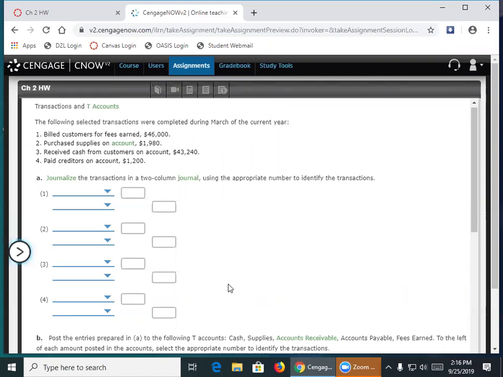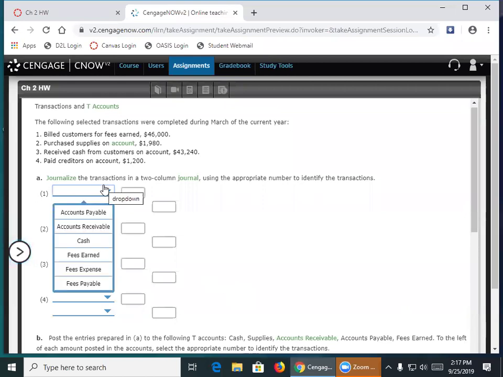So on that first one, if we billed customers for fees earned, that means we performed services, we earned revenue, and then we billed them, we invoiced them, so they're going to pay us later. So it's affecting accounts receivable, and that's increasing, right? Because they owe us money. Accounts receivable is what type of account? It's an asset, good. So if the asset accounts receivable is increasing, we know we need to debit it.